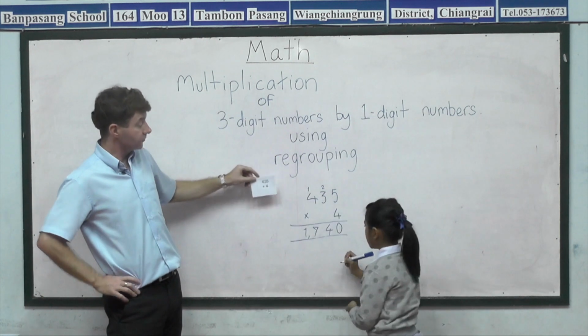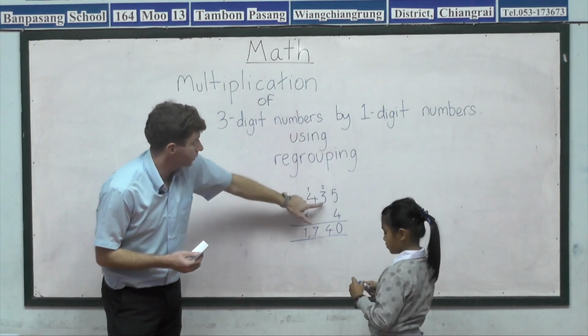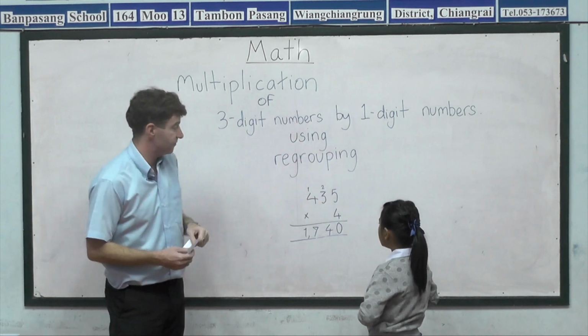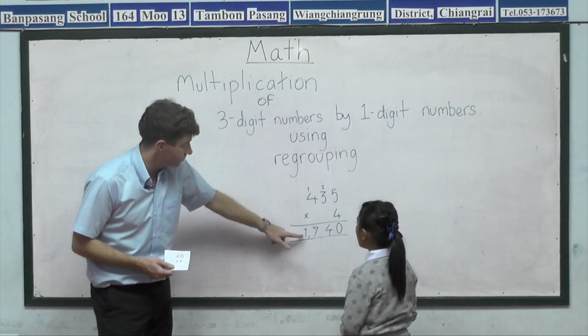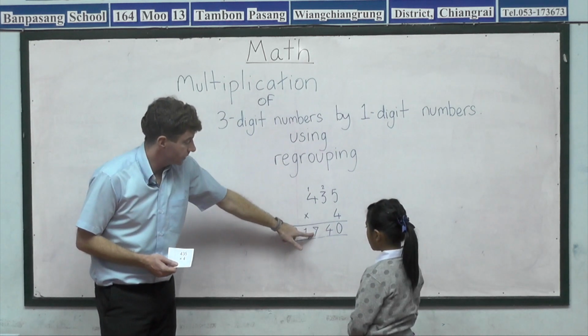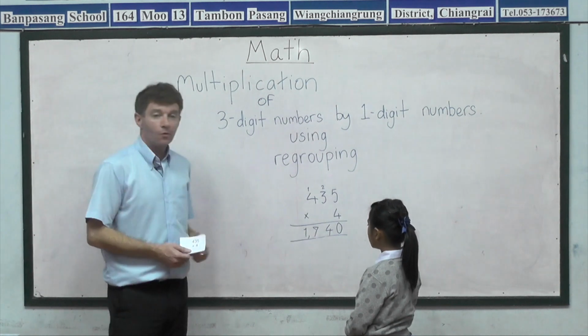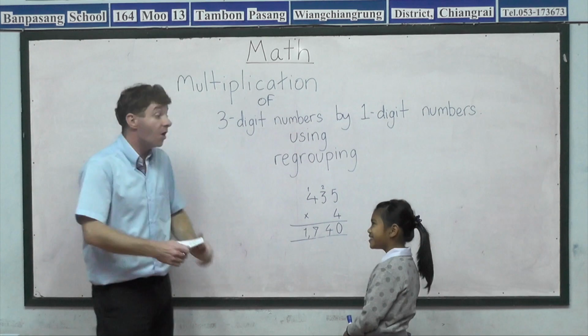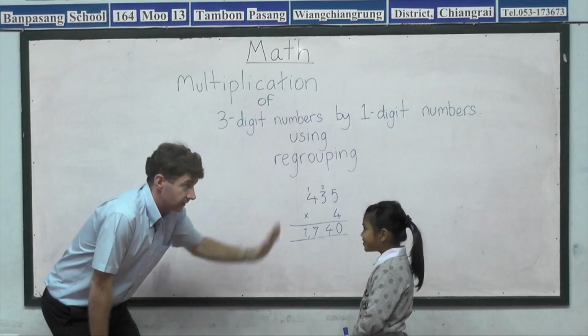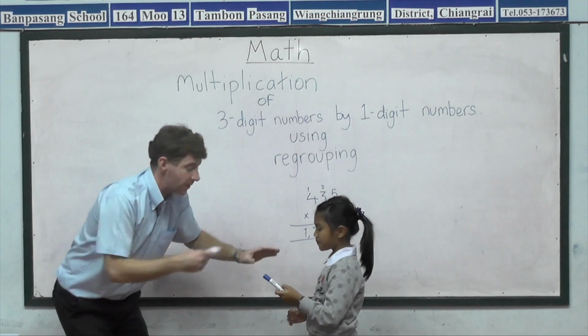Excellent, Pak Boom. So 435 times 4 equals 1740. Is that right? Yes. Are you sure? Yes. Are you really sure? High five. Round of applause for Pak Boom.